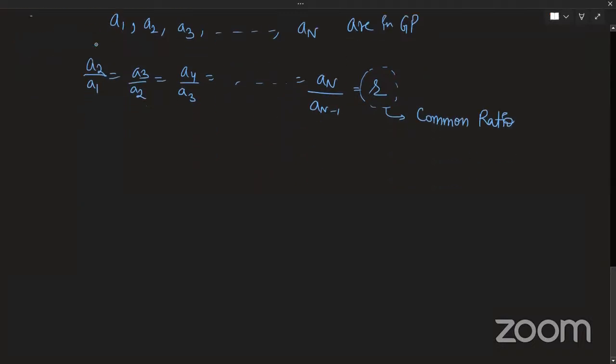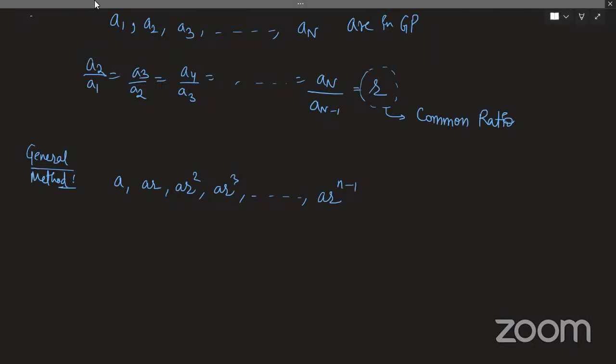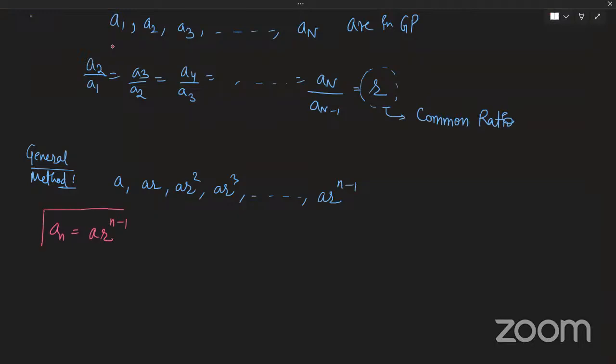Fine. So what is the general method of writing a GP? We generally denote it as A, AR, AR square, AR cube, until my last term is AR raised to N minus 1. So in general, what is the nth term of my GP? My nth term of the GP is the first term into the common ratio raised to N minus 1. So this is the nth term of a GP.